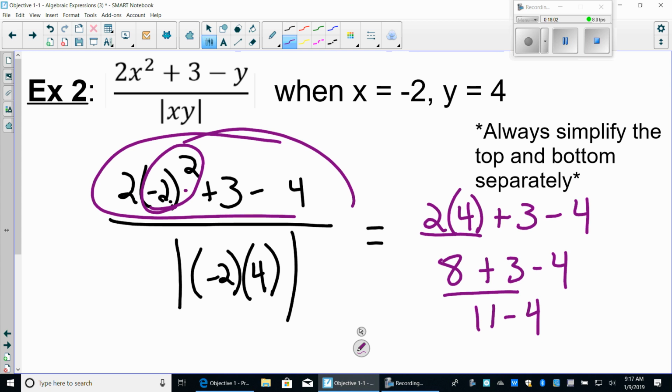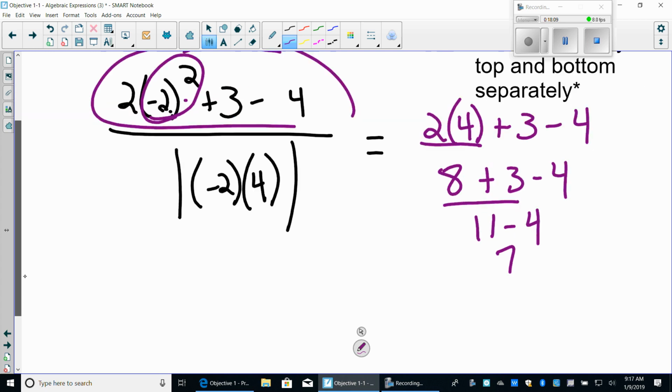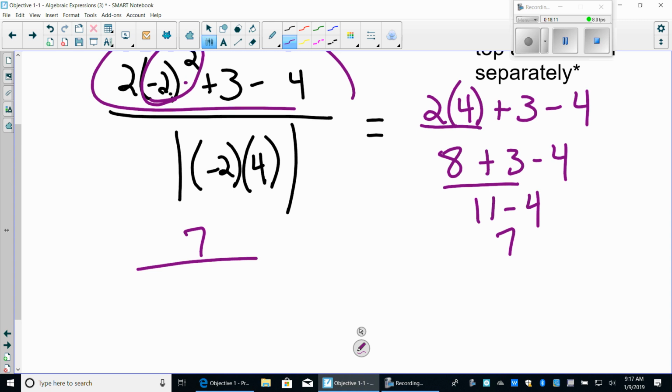So what's on top? 7. Any questions? How many got the 7 on top? Okay, fine. Good. All right, so we have 7 on top. Now, let's do the bottom.